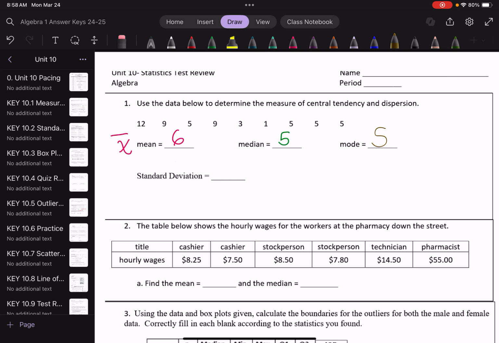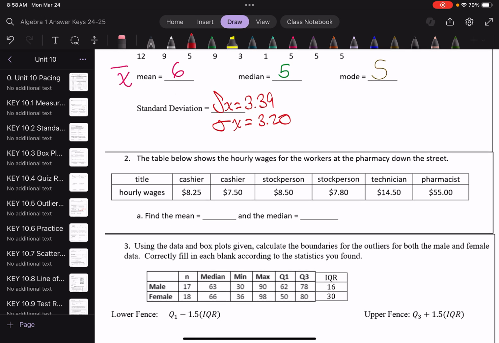Now for standard deviation, we're either going to ask you about the sample or the entire population. If I look at the standard deviation for the sample, S of X is equal to 3.39. Or if I was looking for the entire population, sigma X is equal to 3.20. We will identify which standard deviation we would like you to give. So let's go down to number 2.